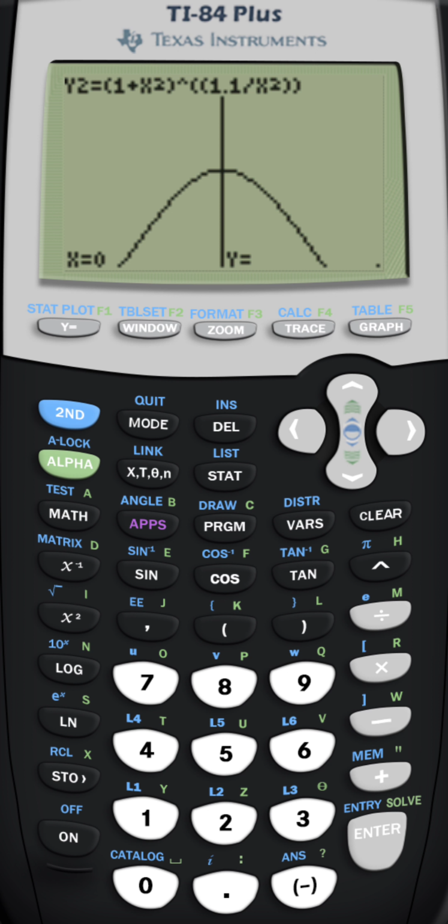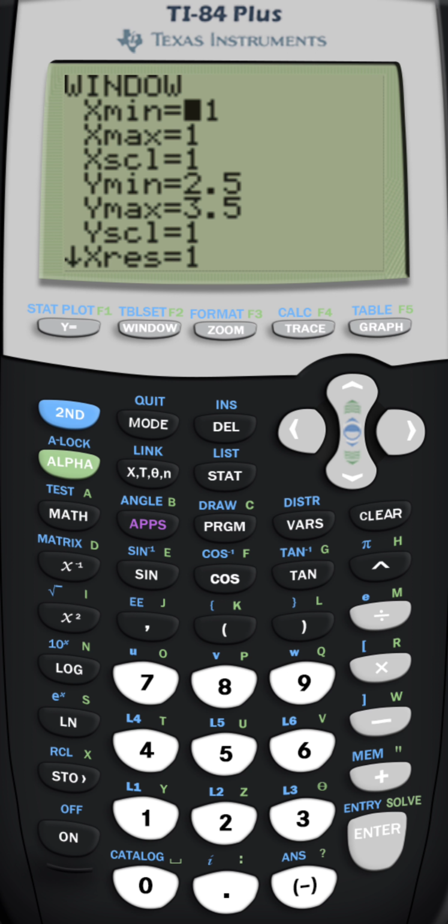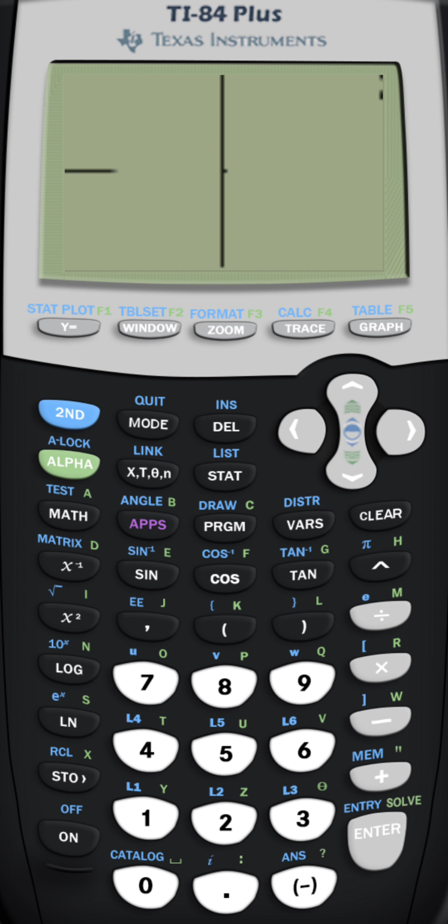Now the problem asks us to adjust the window to -0.001 to 0.001, and our y-axis to stay the same. So we're going to graph it on a closer interval, and we get what looks to be a straight line. Now we're going to use the trace feature again.